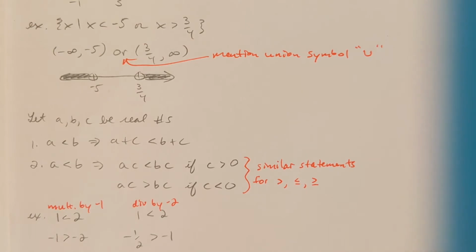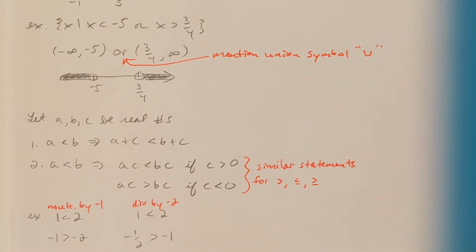Here's another one. I've got the set of all x such that x is less than negative 5, or x is greater than 3/4. So, as an interval, I'd write negative infinity to negative 5, or 3/4 to infinity.